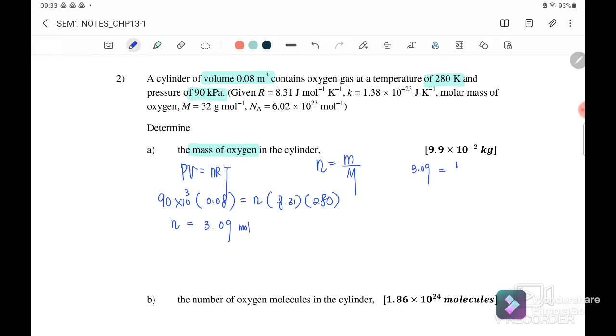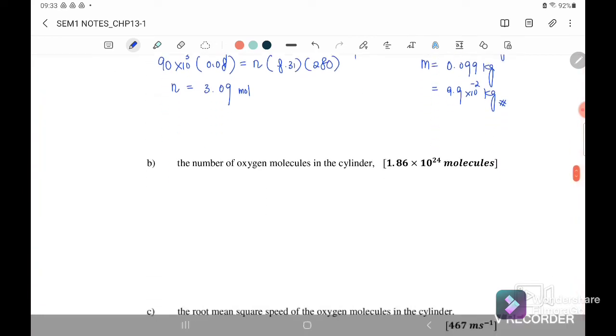3.09 moles equals mass per molar mass, where the molar mass here we have 32 grams. So 32 grams we convert into kg, becoming kg per mole. Here we can cancel the moles. Finally, the mass of the oxygen in the cylinder, we will get 0.099 kg, or you can write it as 9.9 times 10 to the power of negative 2 kg.